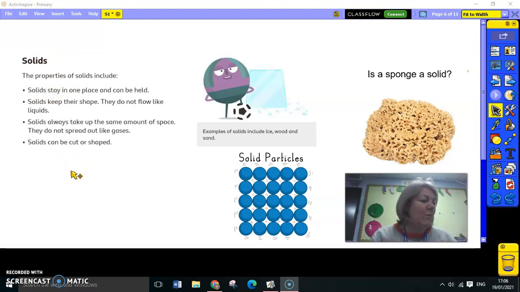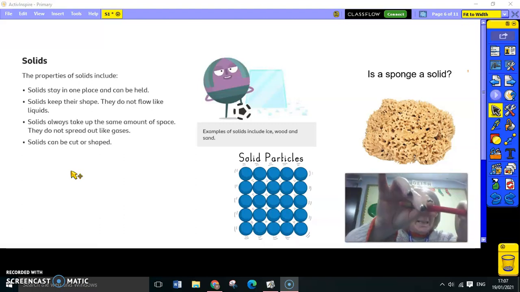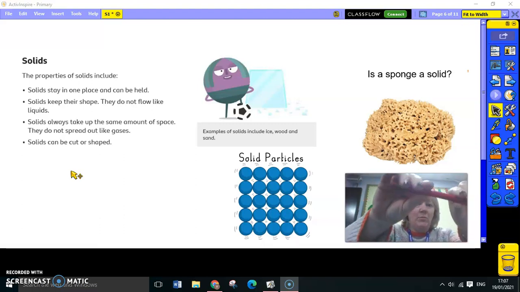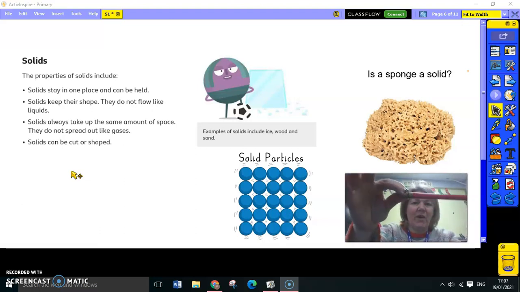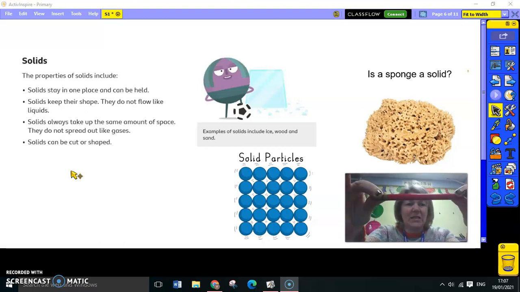So they stay in one place. So I've got my pencil here. This is a solid. It stays in one place and I can hold it. You can see that, can't you? It keeps its shape, so I can't bend it. If I did, I'd break it. So I can't squash it or squeeze it or change the shape of it. It's quite rigid and it keeps its shape.